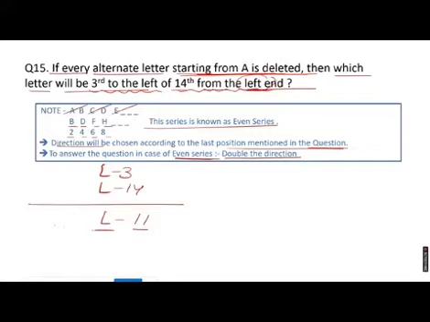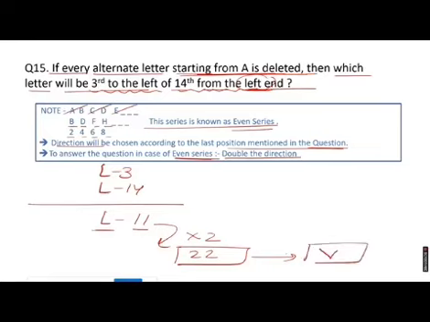So our answer will be the 11th letter from the left in case of a normal series. But here the series is not normal, it is an even number series. So we have to multiply it by 2. So our answer will be 22. And the letter present on the 22nd position from the left is V. So this is our answer.